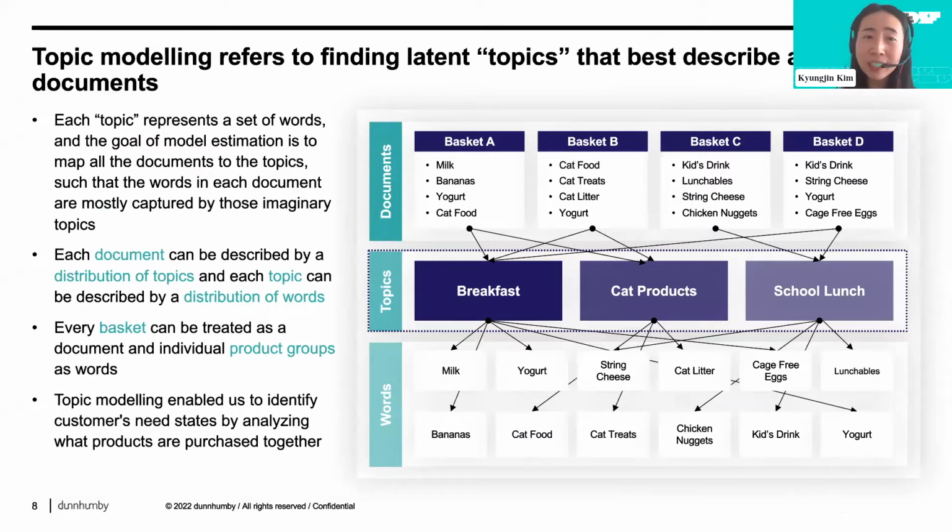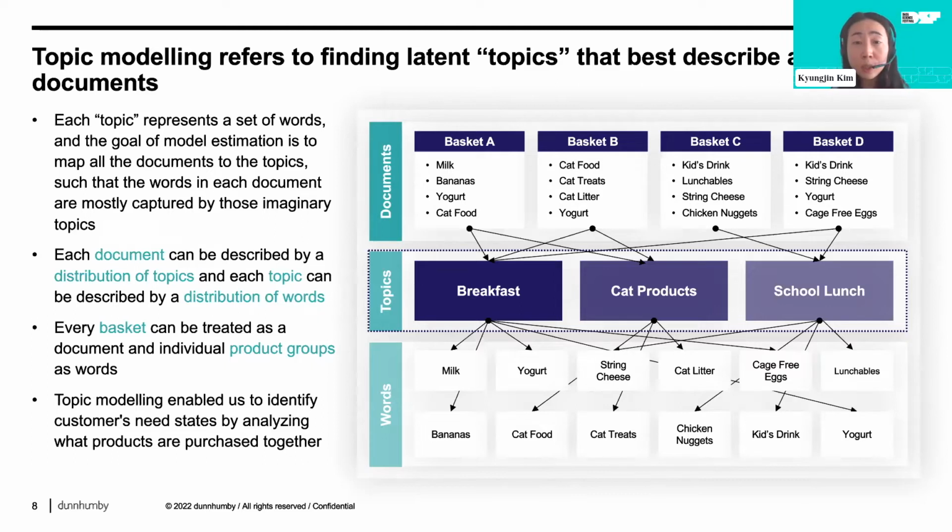In topic modeling, each topic represents a set of words, and the goal of model estimation is to map all the documents to the topics in a way such that words in each document are mostly captured by those imaginary topics. So after model estimation, each document can be described by a distribution of topics, and each topic can be described by a distribution of words. In retail context, customer shopping baskets are treated as documents, and individual products are treated as words.